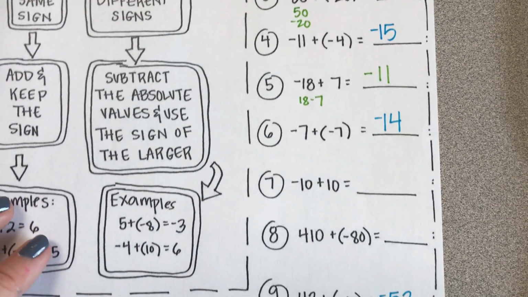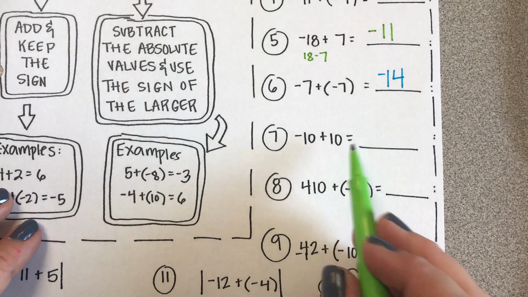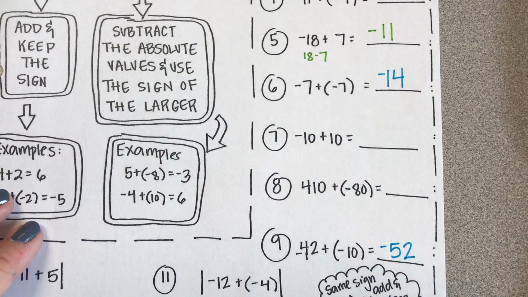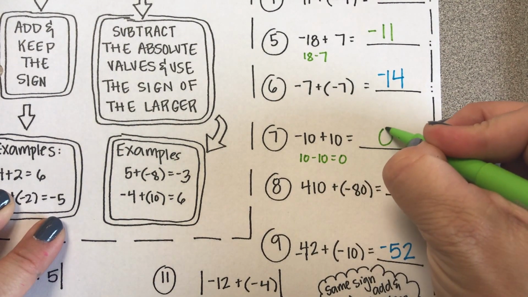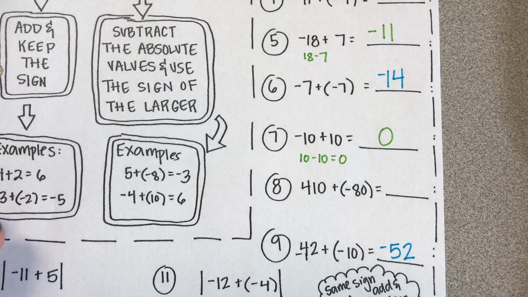Negative. Okay, negative 10 plus 10. They're different signs, so I'm going to subtract. So 10 minus 10 is 0. Keep the sign of the bigger number. 0 doesn't have a sign. Okay, 0 is just 0.